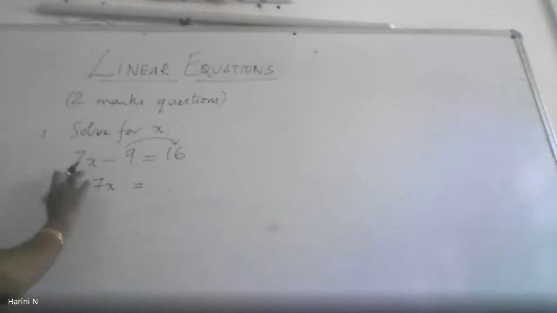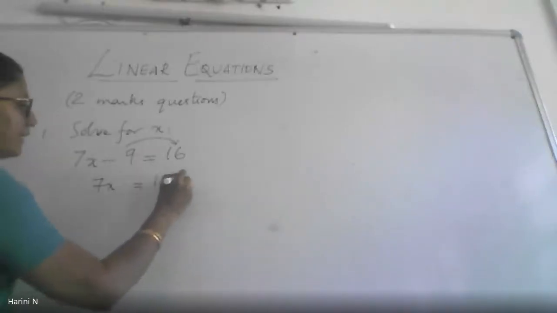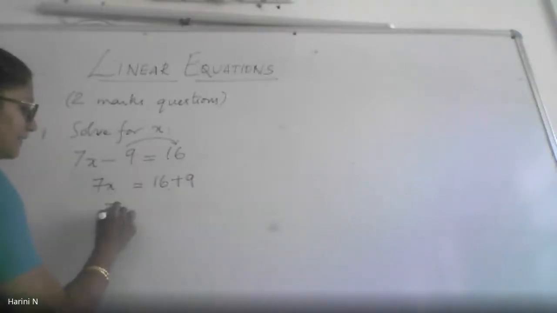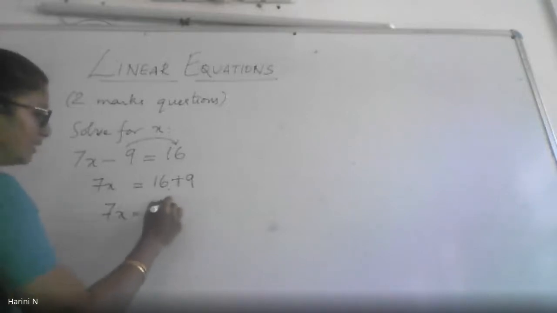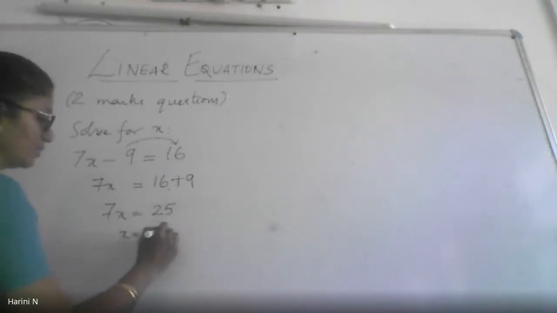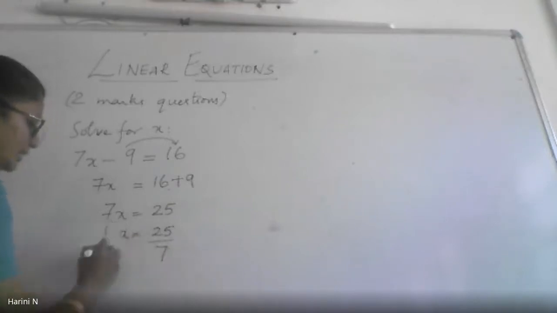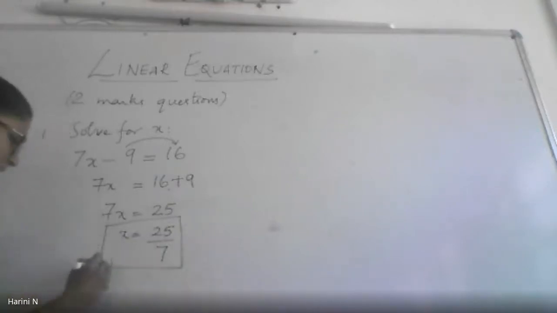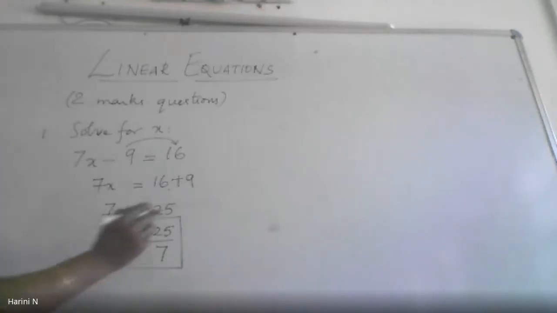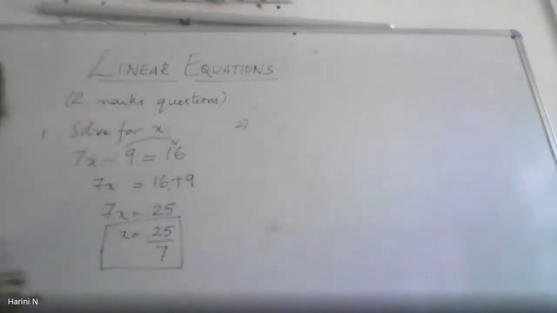So 7x equals 16 plus 9, or my 7x will become 25, which means my x will be 25 by 7. So as simple as that. These kinds of problems will come for 2 marks. We'll take up one more quickly. Try doing it on your own.